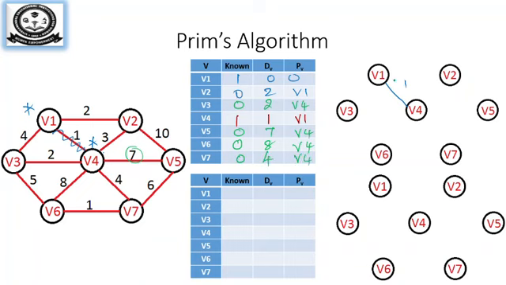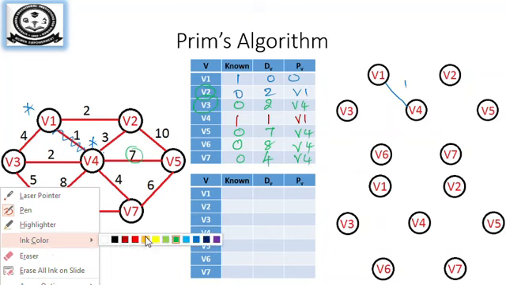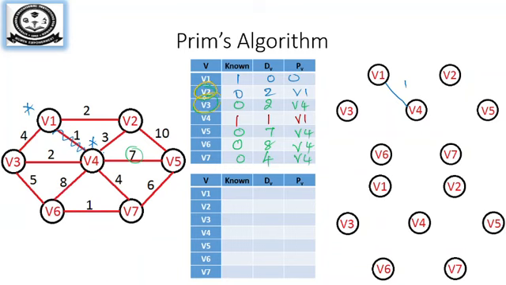So now you can see V1 and V4 are connected. Now among these edges in the table, you see which is having minimum. You can see V2 and V3 are having minimum edges. So we can choose any one vertex. I will be choosing V2 now. So I'm going to make V2 a known vertex. Its distance is 2 and its previous vertex is V1.